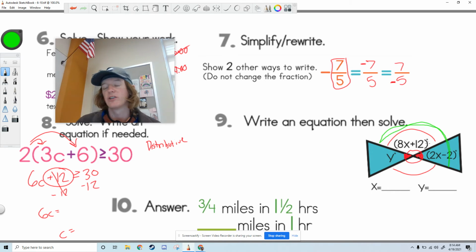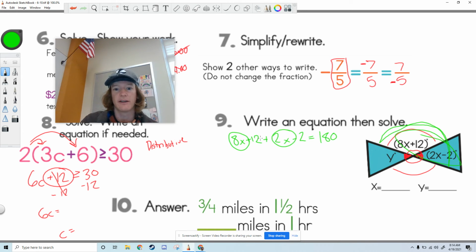So let's set up an equation to figure out what this is going to be. I can see that 8x + 12 and 2x - 2 make 180. So 8x + 12, that angle, plus the next angle, 2x - 2, is going to be equal to 180. The first thing we need to do is combine our like terms. 8x and 2x makes 10x. We've got 12 and negative 2 makes 10, equals 180.